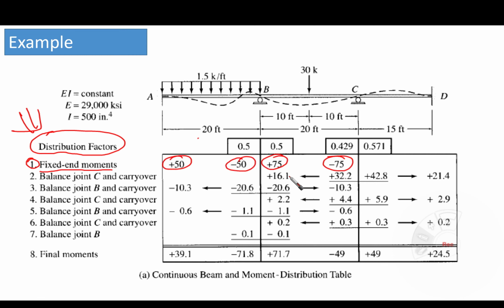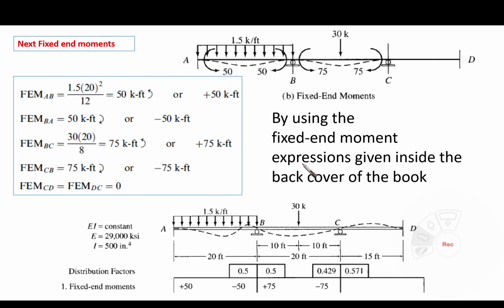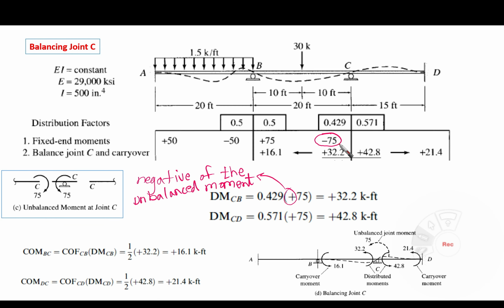Then, after that, you are going to balance one joint. Look at the joints that are free, and you are going to balance them one by one iteratively. One here, one here, one here, and so on. So you start with joint C, for example. Any joint will be okay, but here we started with C. So balance joint C, and you are going to find minus 75, which is going to be here.